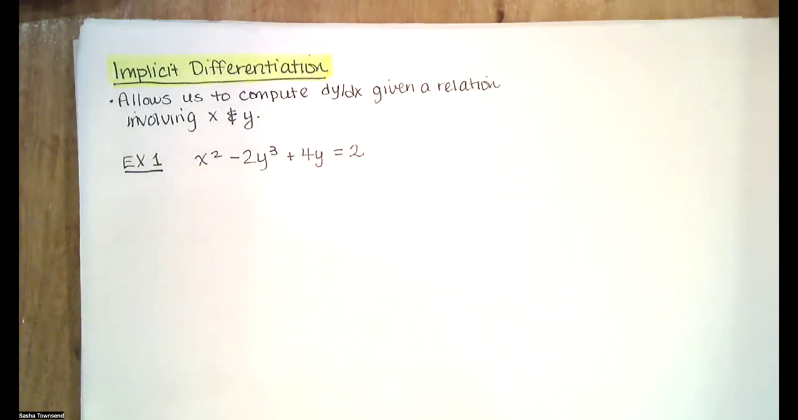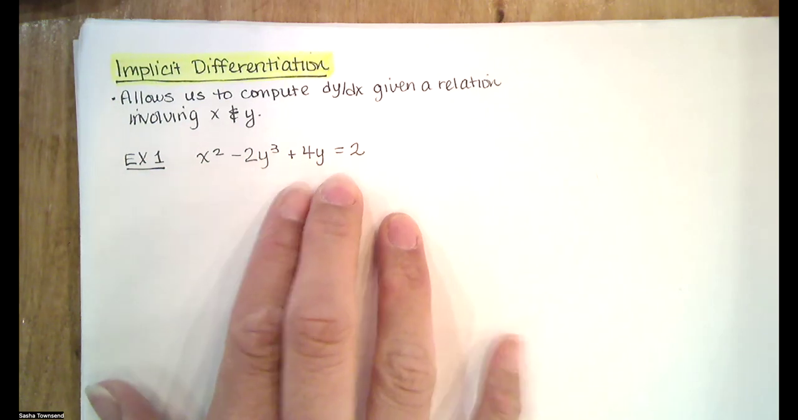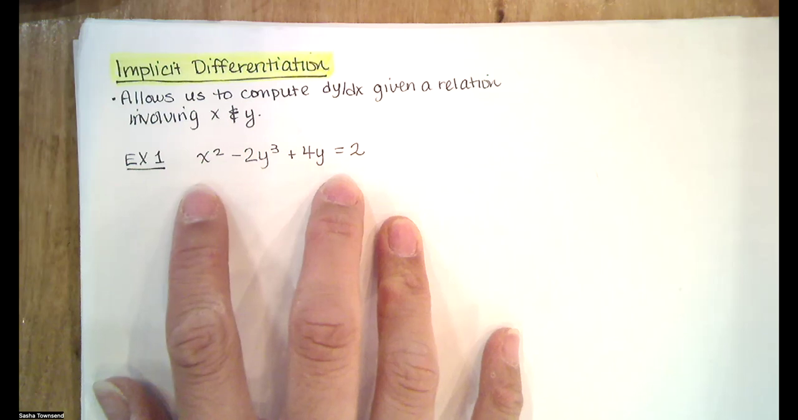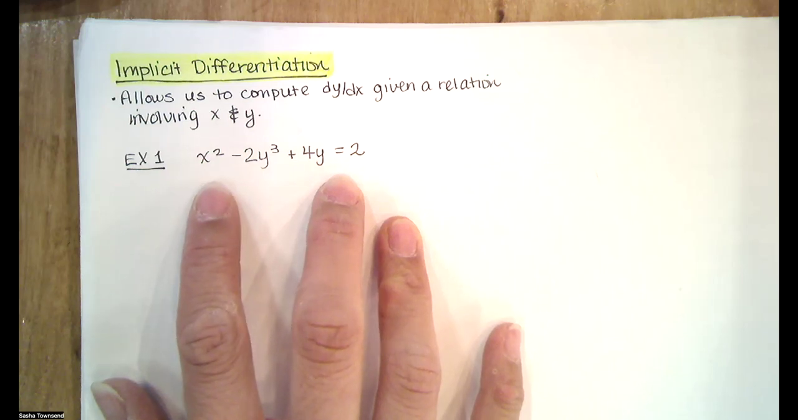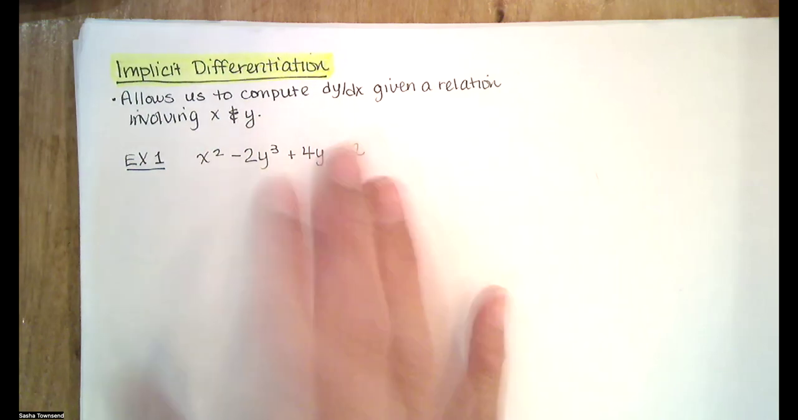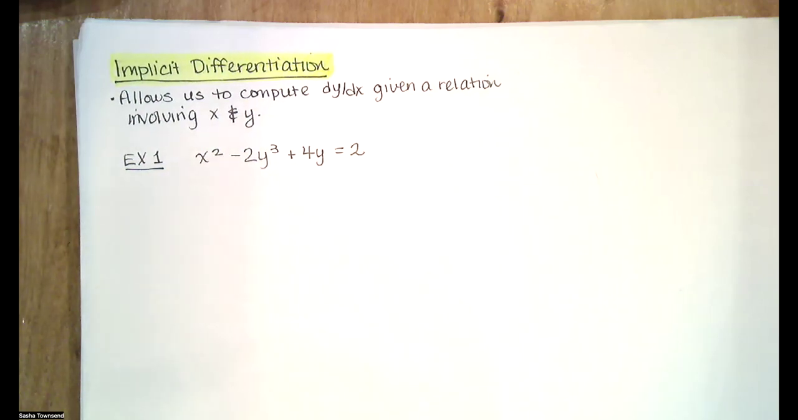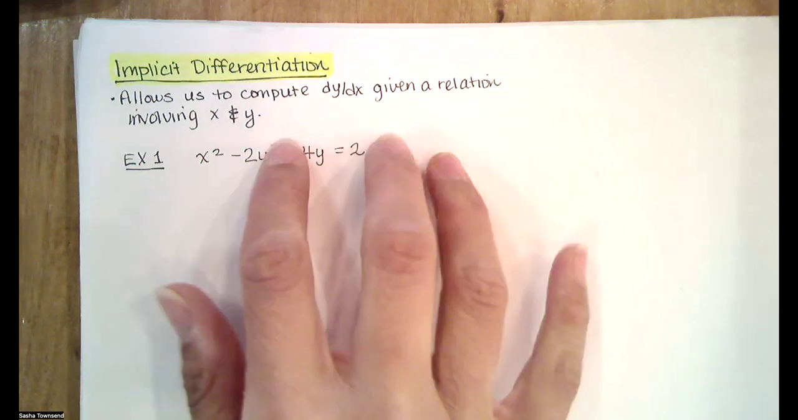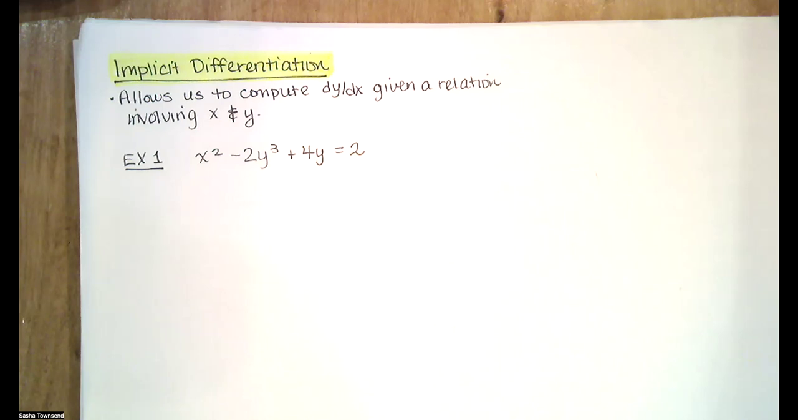In this video, we discuss implicit differentiation, which allows us to compute dy/dx given a relation involving x and y. So here's a relation involving x and y. It's relatively easy to solve for x as a function of y. We can just move these terms to the other side and then take the square root. We have plus and minus the square root of a particular expression. But it's difficult in this case to find y as a function of x.